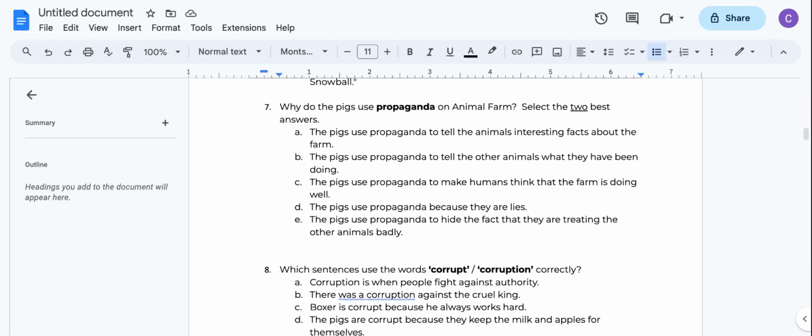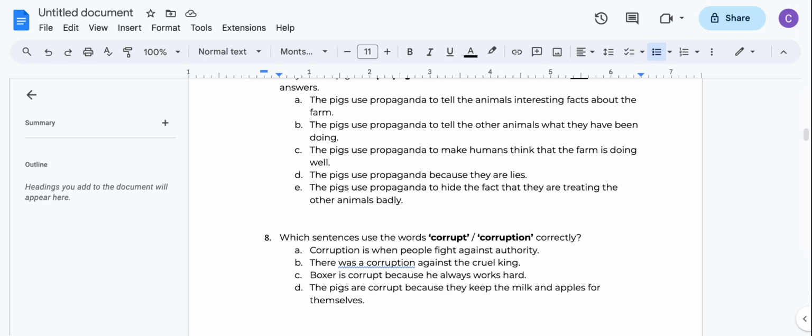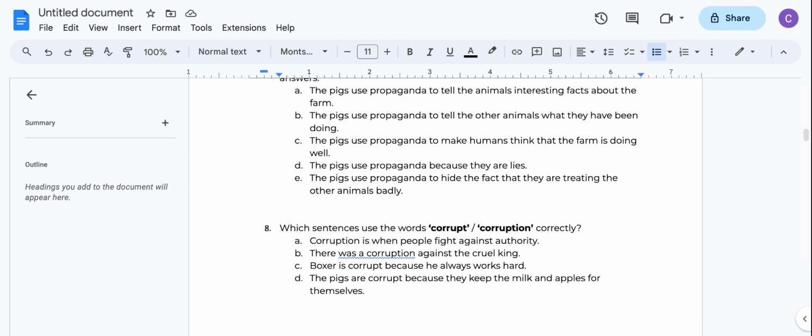7. Why do the pigs use propaganda on the farm? Select 2 best answers. A. The pigs use propaganda to tell the animals interesting facts about the farm. B. The pigs use propaganda to tell the other animals what they have been doing. C. The pigs use propaganda to make humans think that the farm is doing well. D. The pigs use propaganda because they are lies. E. The pigs use propaganda to hide the fact that they are treating the other animals badly.